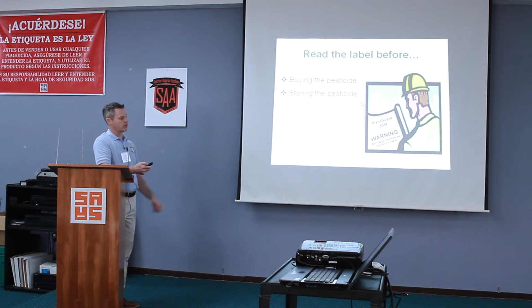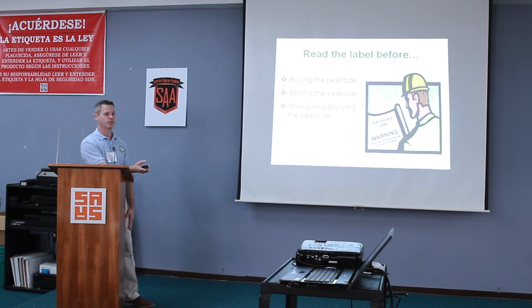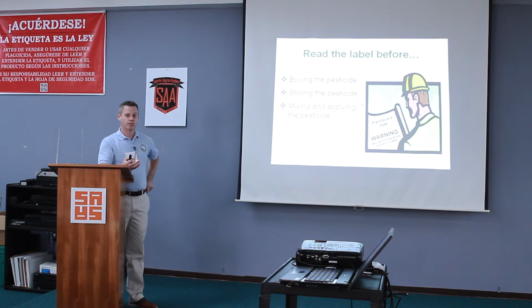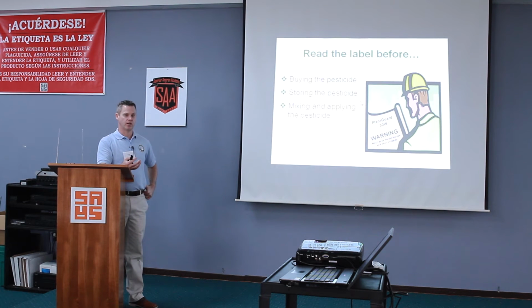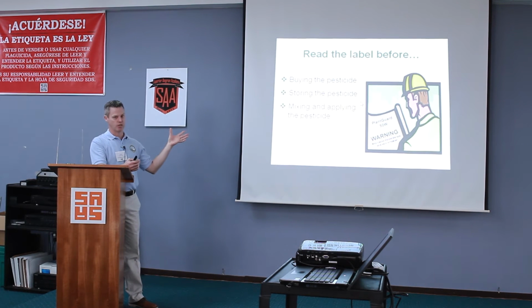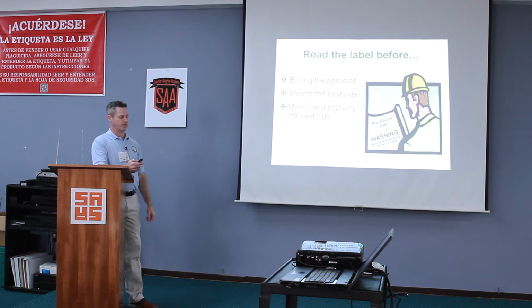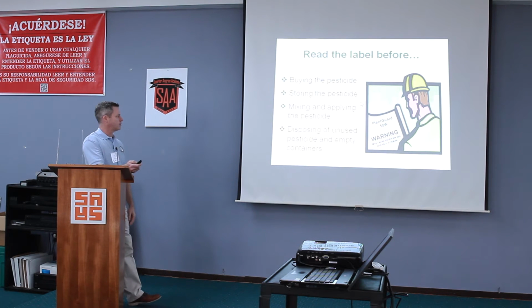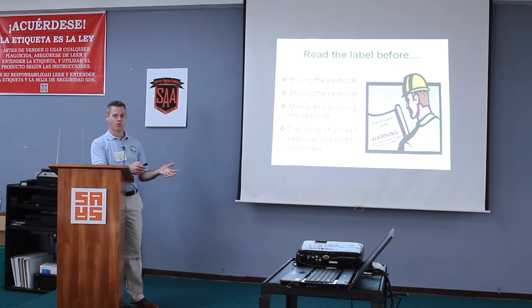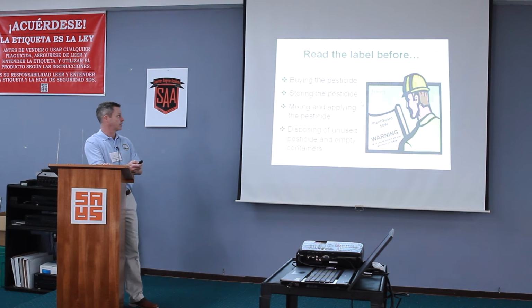Pesticide storage is part of pesticide use on the label. And then also mixing and applying the pesticide. For instance, if it's a fumigant or a termiticide, there's certainly a lot of specialized equipment that's necessary to make those applications. So you want to make sure that you have the equipment that you need to mix and apply the pesticide. Also, disposing of unused pesticide containers. Again, it's something you want to be familiar with. What's required, how can you dispose of those containers?